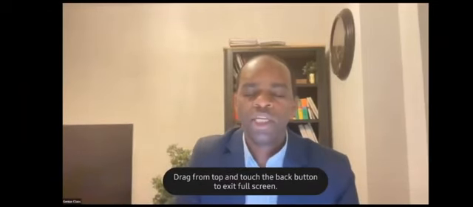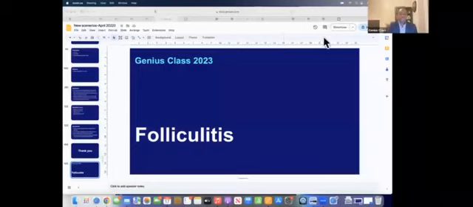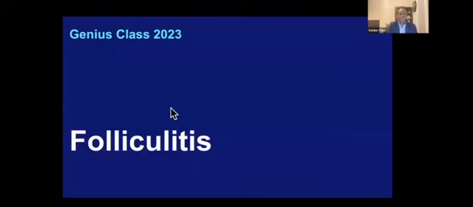Okay, so let's look at the next scenario up there for us. The next scenario we'll be looking at is folliculitis. Let's share the screen. Here we go. So we're going to be looking at folliculitis.